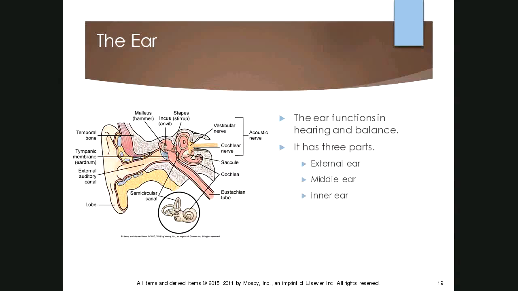The inner ear, though, consists of the semicircular canals and the cochlea, and it's the cochlea that contains the fluid that carries sound waves from the middle ear to the auditory nerve.